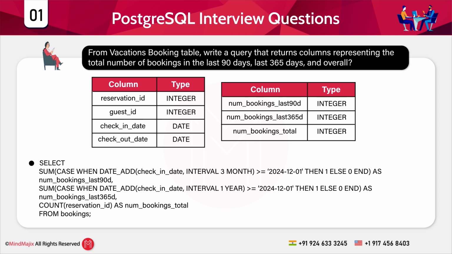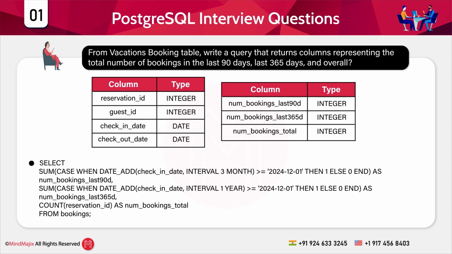Similarly, the second case is when the check-in date, with an interval of 1 year, is greater than or equal to the current date. If it is true, then 1, if it is false, then 0. This is how we represent the case for the 1 year interval, and we name it num bookings last 365 days. So this is our second case. And the third part of this query is that we also want to count the overall or total number of bookings.